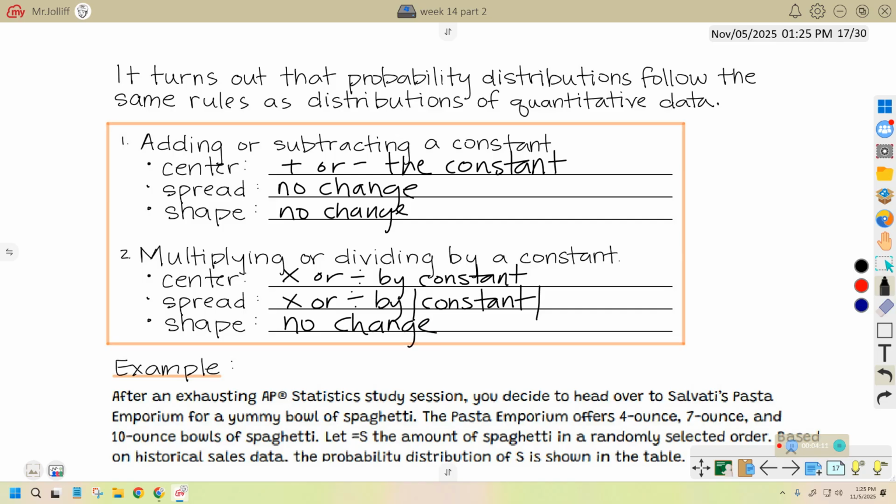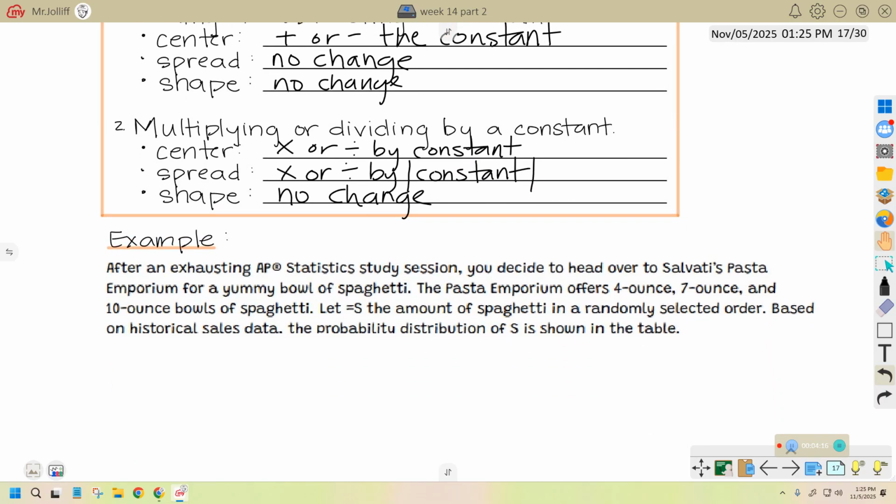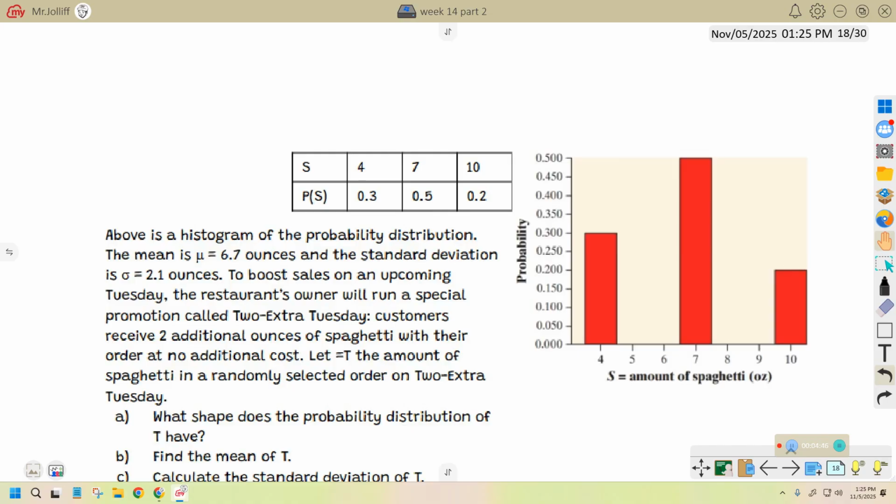Good. Okay. Now to that example that I started in the middle of because I forgot it started here. After an exhausting AP statistics study session, you decide to head to Salvati's Pasta Emporium for a yummy bowl of spaghetti. The Pasta Emporium offers 4-ounce, 7-ounce, and 10-ounce bowls of spaghetti. Let S equal the amount of spaghetti in a randomly selected order. Based on historical sales data, the probability distribution of S is shown in the table, which is where the last page picked up.